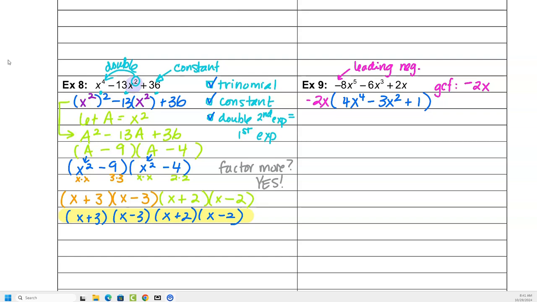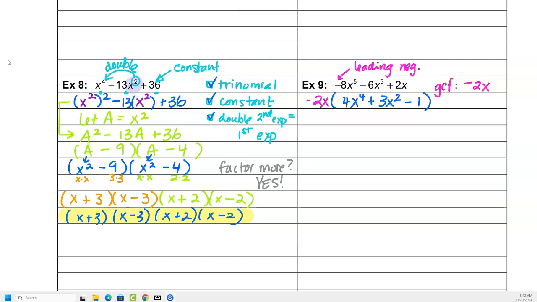Uh-oh. Okay, fine. Yeah, I forgot to change all the signs, didn't I? So let's go through and fix them. So it should be a plus 3x and then a minus 1, right? So let's fix that last one to be a minus 1. And all the signs now are changed correctly.